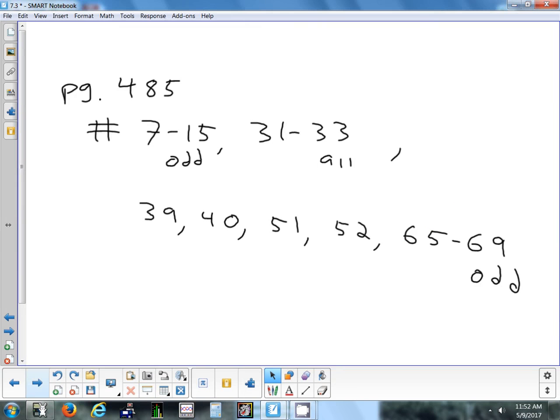So the homework, it's on page 485. 7 to 15 odd, 31 to 33, that's all. And then it kind of skips around, 39, 40, 51, 52, and 65 to 69 odd. Okay, you will need a calculator. What I'll do is I will take out the calculators now, so if you don't have one at home, you at least could do the ones that require a calculator in class.